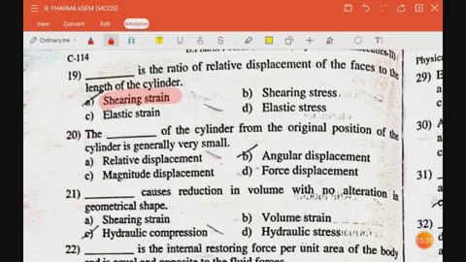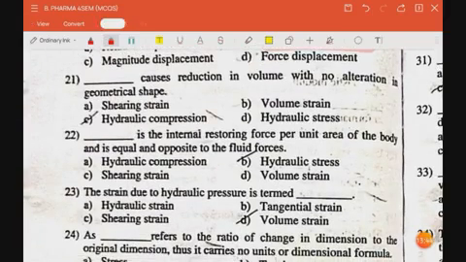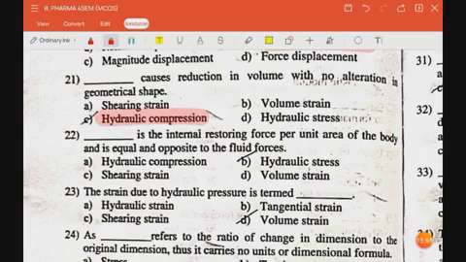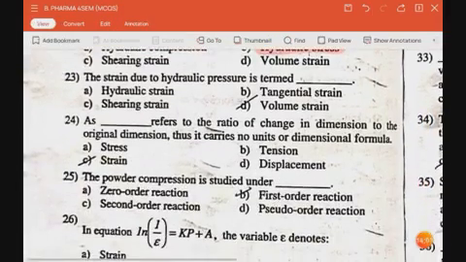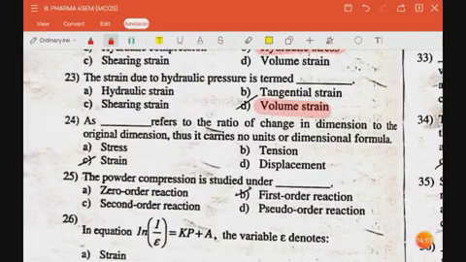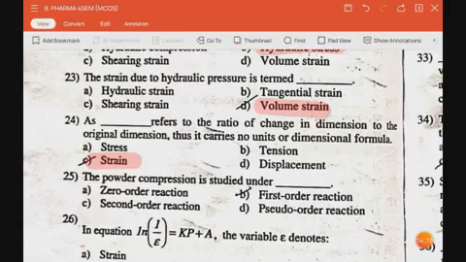The next question is the dash of the cylinder from the original position of the cylinder is generally very small. The answer is angular displacement. The next question is dash causes reduction in volume with no alteration in geometric shape. The answer is hydraulic compression. The next question is dash is internal restoring force per unit area of body and is equal and opposite to fluid forces. The answer is hydraulic stress. The next question is the strain due to hydraulic pressure is termed as volume strain. Next question is as dash refers to the ratio of change in dimension to the original dimension, thus it carries no units or dimensional formula.